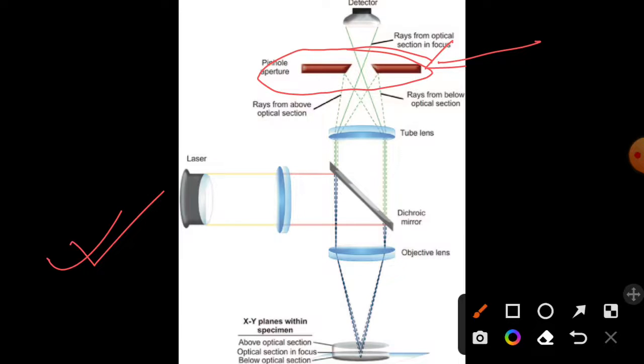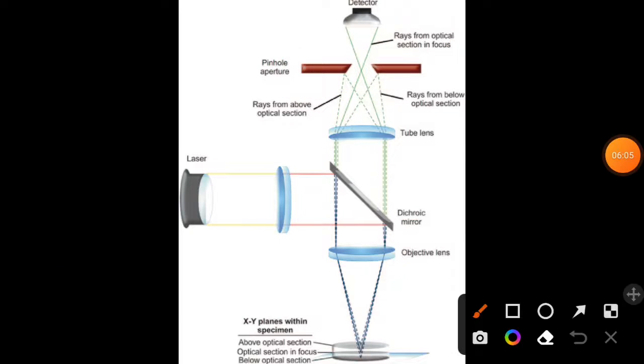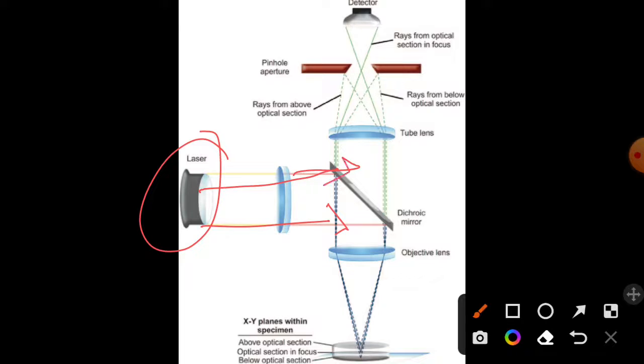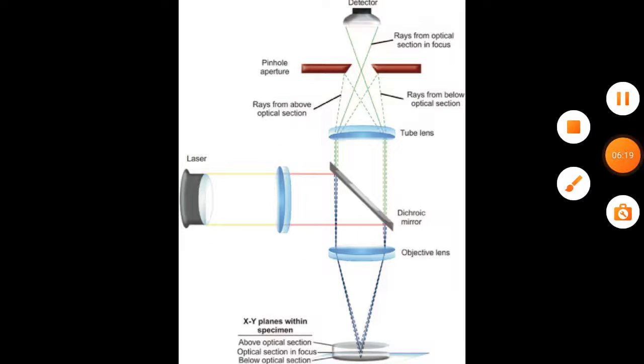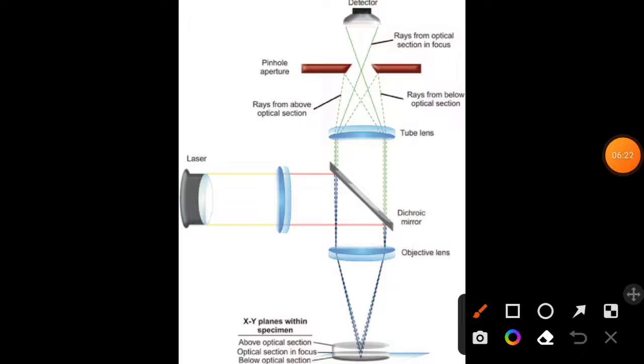Okay, so from the laser beam, the light is passing. There is already an excitation filter. Here it is important to know that if we want to perform confocal microscopy, it is again necessary to stain the sample, and here we will use a fluorescent stain. That means you can say that confocal microscopy is nothing but an upgradation of fluorescence microscopy.